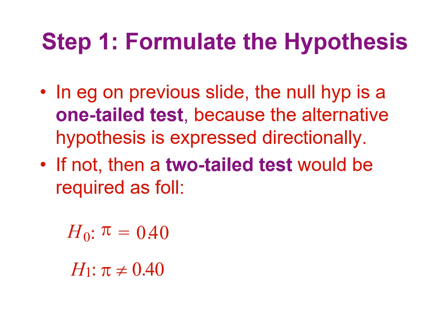So a hypothesis can be one-tailed or two-tailed. This is an example of a two-tailed test. Here the alternative hypothesis is that pi, the population proportion, is not equal to 40% or 0.4. It can be less than or it can be greater than. In a one-tailed test, it can be either less than or greater than.